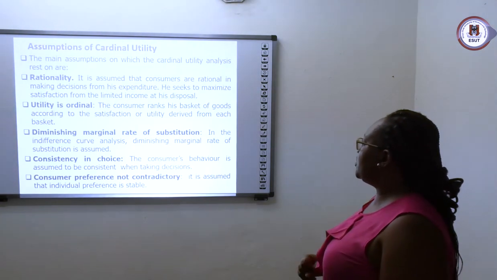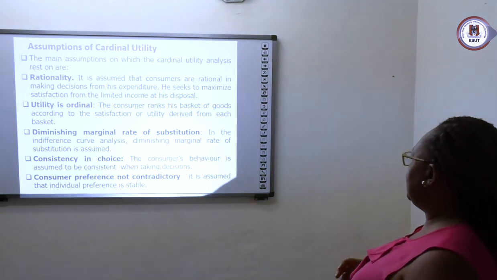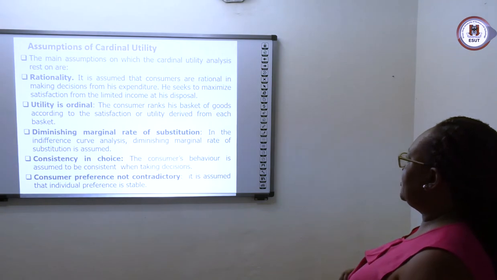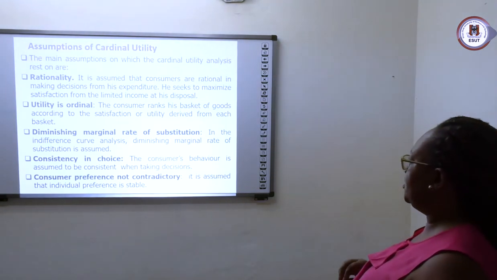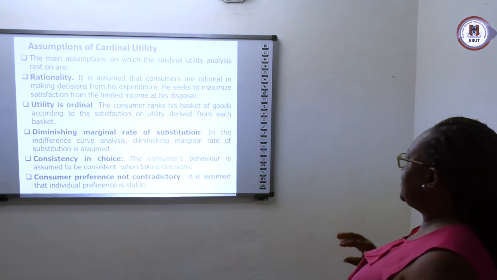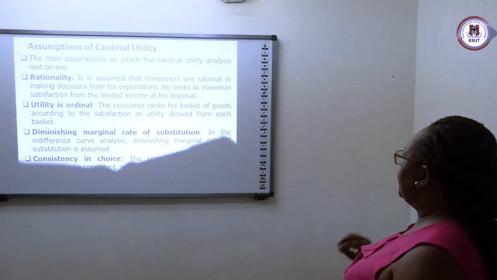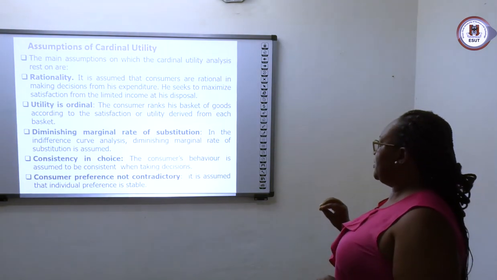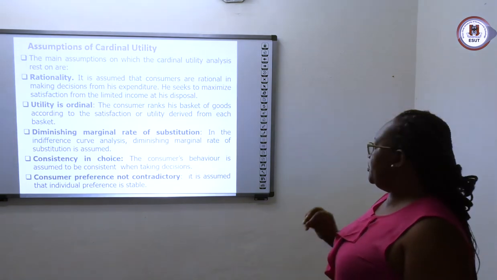Let us look at the assumptions of cardinal utility. The main assumptions of cardinal utility are, first, rationality. It is assumed that consumers are rational in making decisions. At this point, the consumer has to think very well in order to maximize his satisfaction with the limited income available to him.